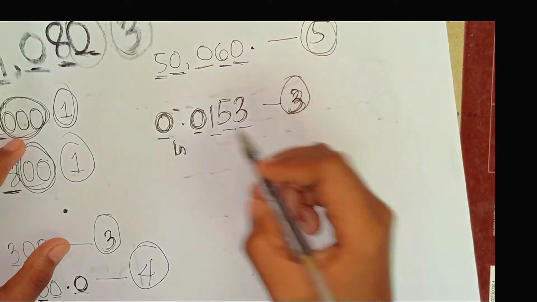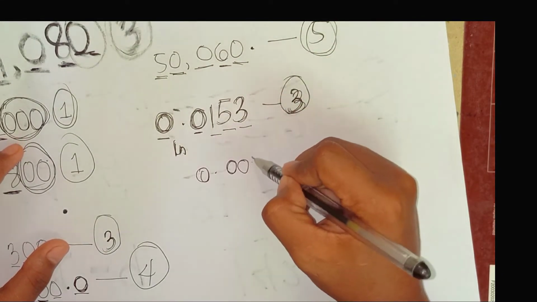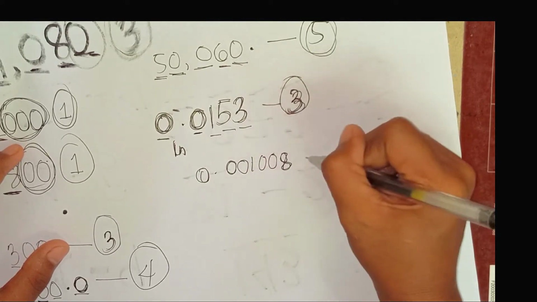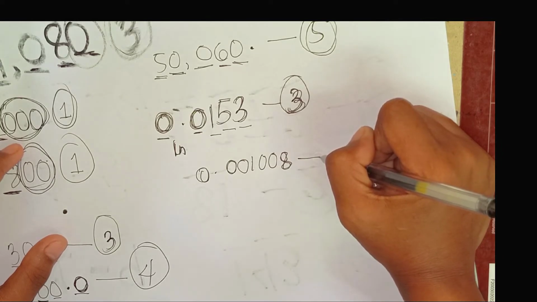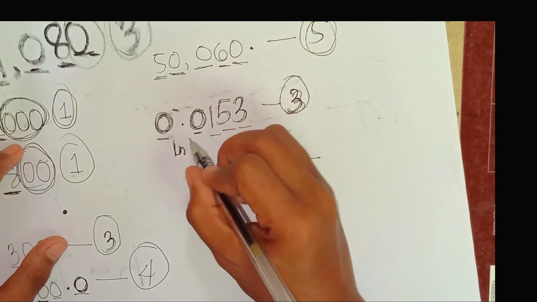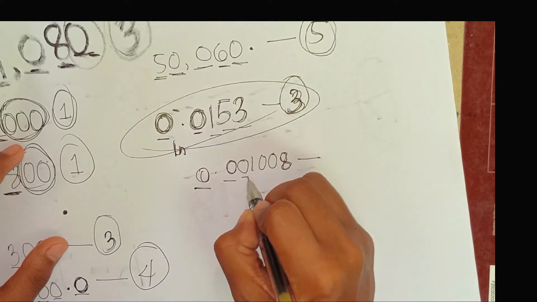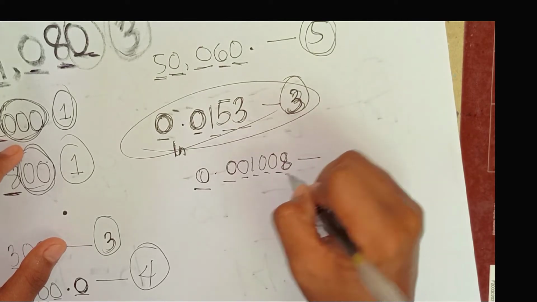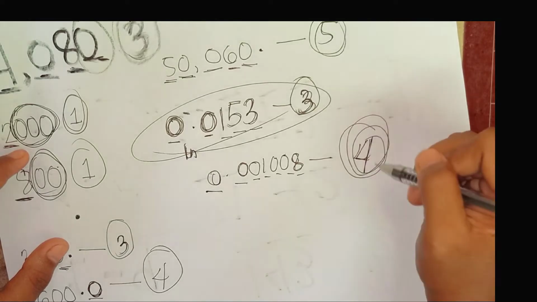So how about this 0.001008? How many significant figures do we have? Like here, the leading zeros are not counted as significant figures. So we have only 1, 2, 3, 4. 4 significant figures.